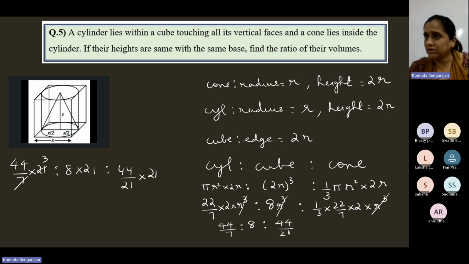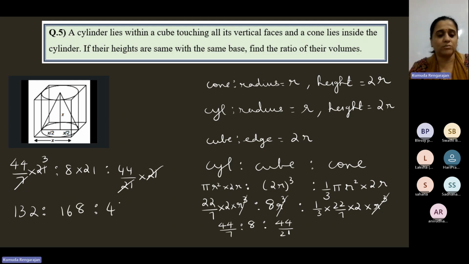44/7 into 21, 8 into 21, 44/21 into 21. All the three multiplied with 21. So the ratio is 2, 1 carried over, 132 is to, what is this? 168 is to 44. Now, can you simplify this further?